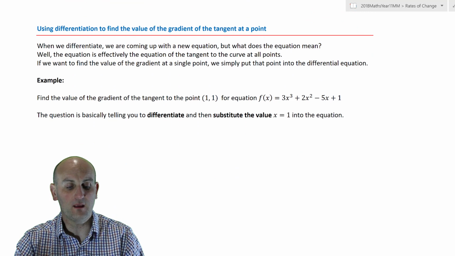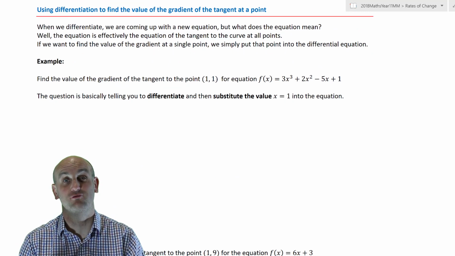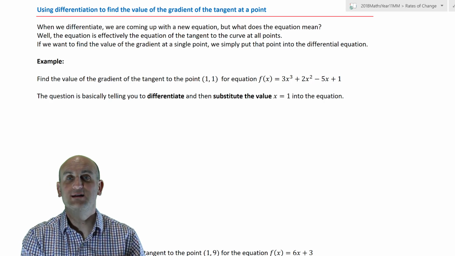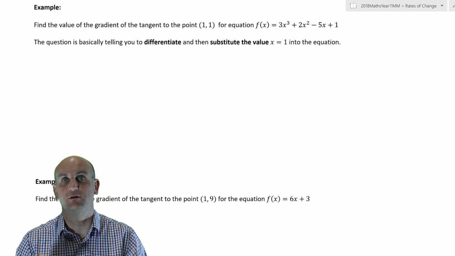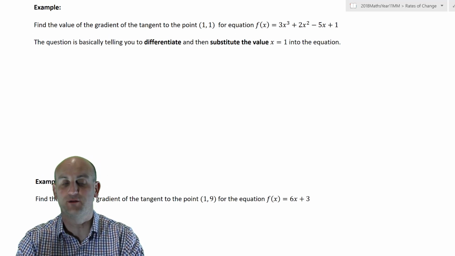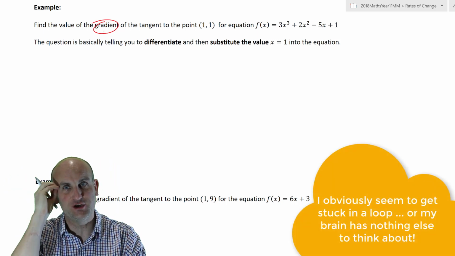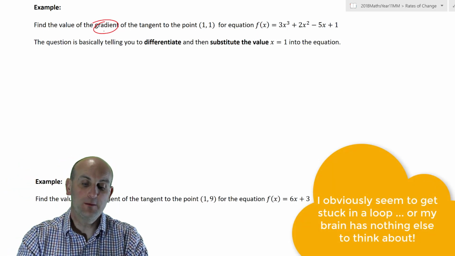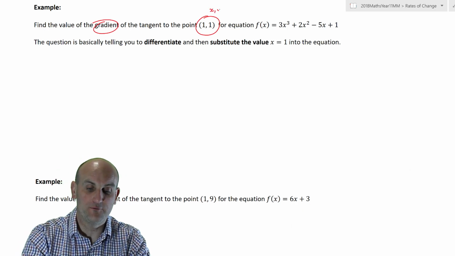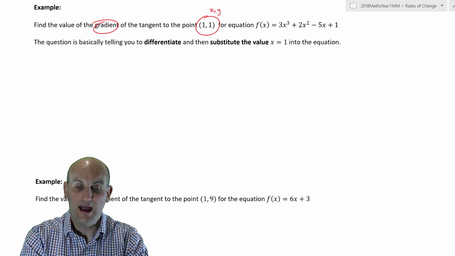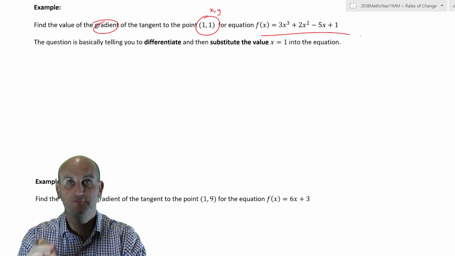Now, as I said a moment ago, using differentiation to find the value of the gradient of a tangent at a point is really important. So when we differentiate, we're doing it for an actual reason. So let's jump into an actual example, and it says find the value of the gradient. The minute I see the word gradient, my mind goes differentiate, differentiate, differentiate. To the point 1, 1. Now, whenever they give me a point, I know that's secret code for an x value and a y value. And here is my function. They've called it an equation. Here is my function. So find the value of the gradient.